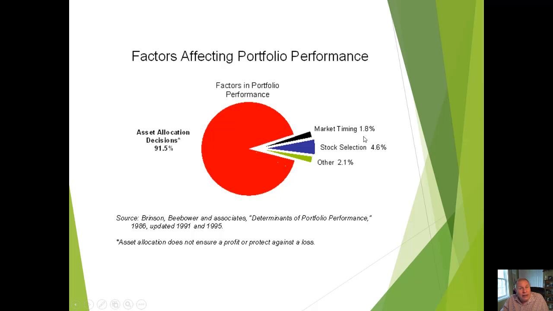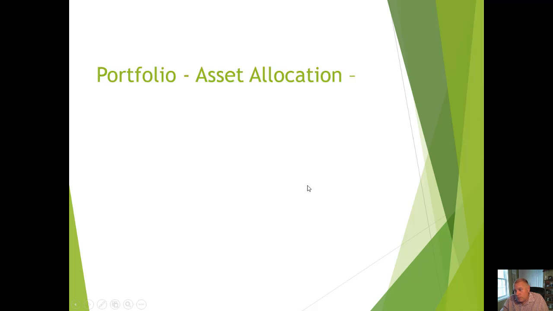Market timing, getting in at the right time, 1.8. Stock selection is only 4.6. But yet, investors spend a lot of time on this and generally don't spend enough time on this. Okay? And for those of you involved in Smith, this is what we're going to be focusing on next year: how do we make better asset allocation decisions to get the portfolio to produce.